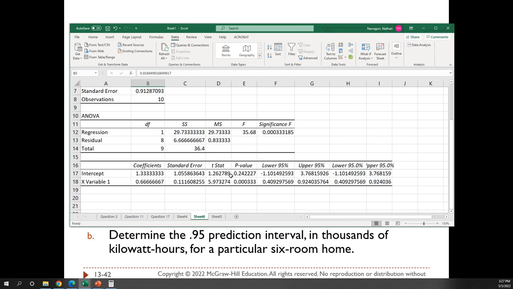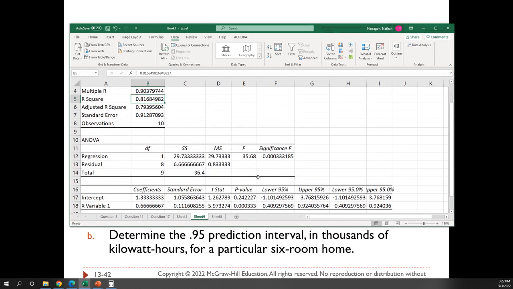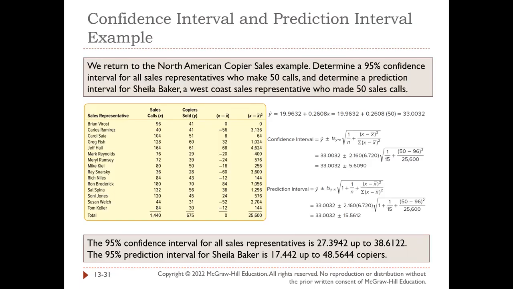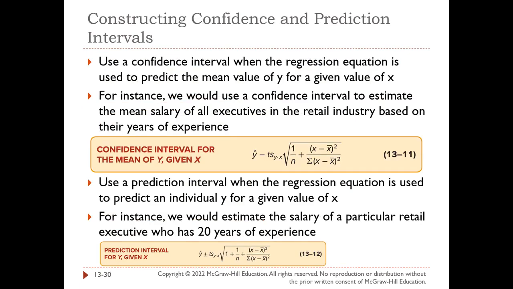So right now, our output does not give us these two intervals, it looks like. So we're going to have to break those down. Let's go find the formulas. So here they are. So we're going to have to find y hat, minus t times syx, and x minus x bar squared, and the sum of x minus x bar squared. Nice.